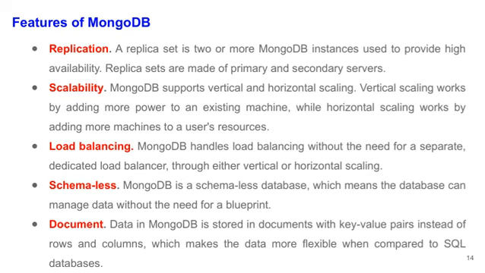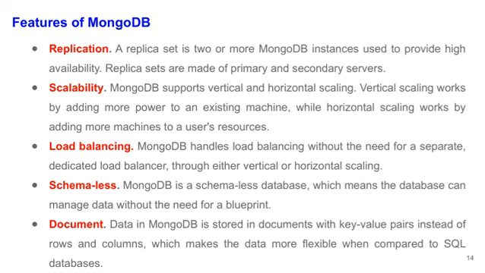First up is replication. A replica set in MongoDB is essentially a group of two or more instances working together to ensure high availability. This setup includes primary and secondary servers, which helps keep your data safe and accessible even if one server fails. Next, let's talk about scalability.